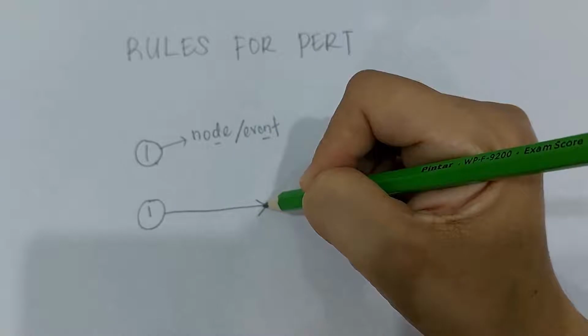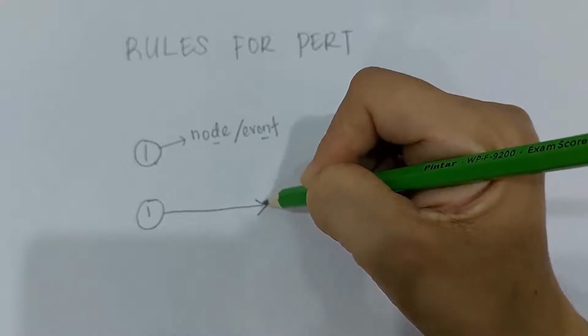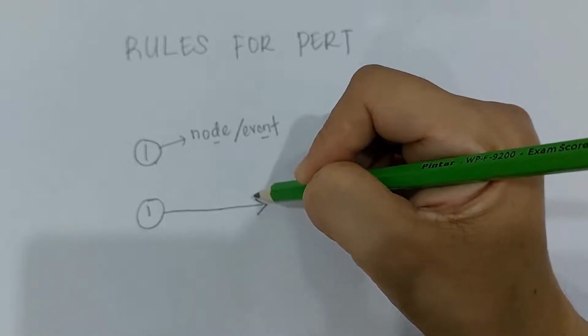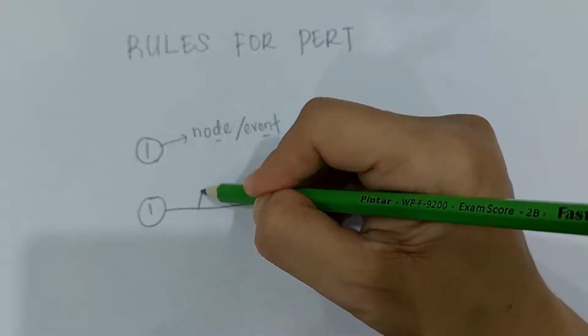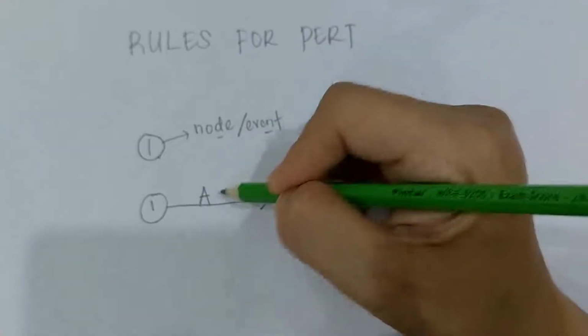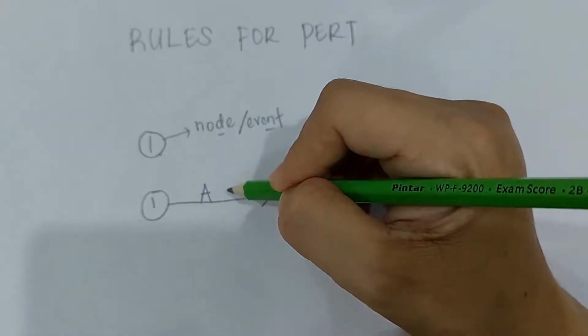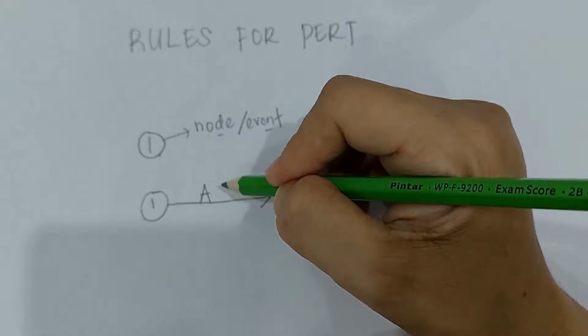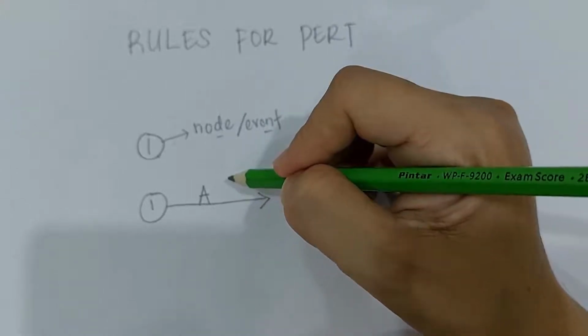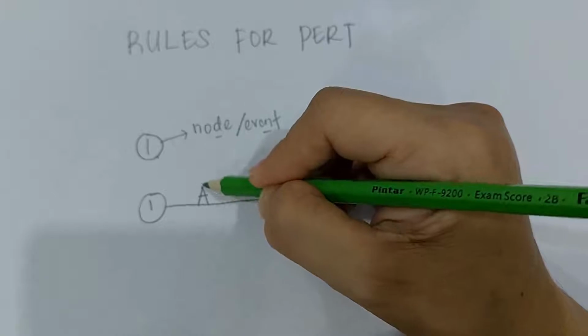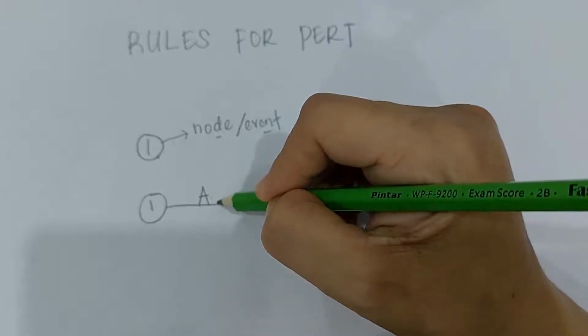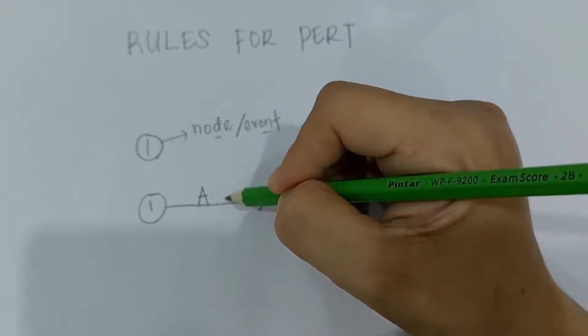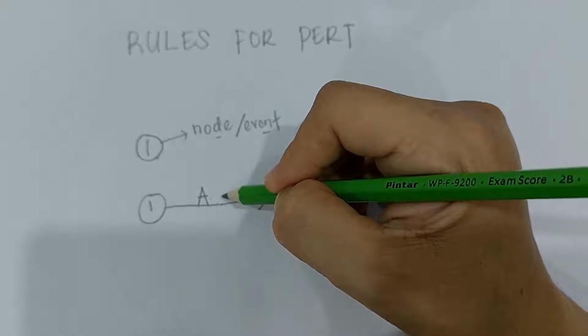So the activity will be drawn on the arrow. Where to write the activity name? It is written on the arrow. Let's say activity A. In order to complete a project, activity A must be done. So first we draw activity A on the arrow like this. For example, activity A here takes 5 weeks.